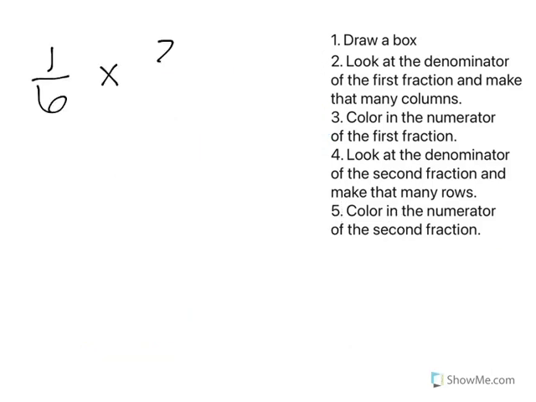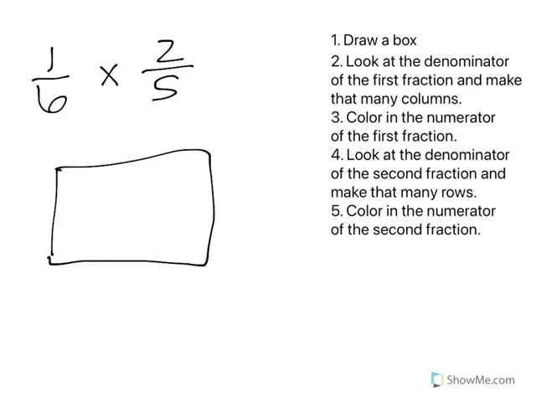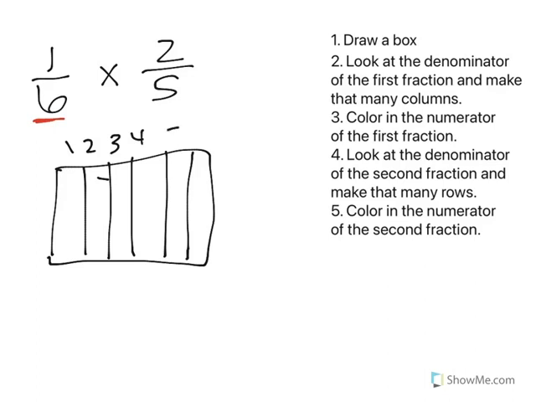Now 1/6 times 2/5. So our first step is to draw a box. Okay. Next, we're going to look at the denominator of the first fraction, and that's how many columns we're going to make. So we're going to make 1, 2, 3, 4, 5, 6 total. And next, step number 3 is to color the numerator of the first fraction. So the numerator is 1. So this model so far represents 1/6.